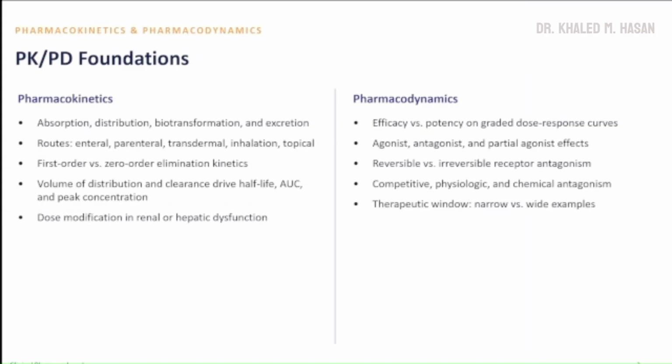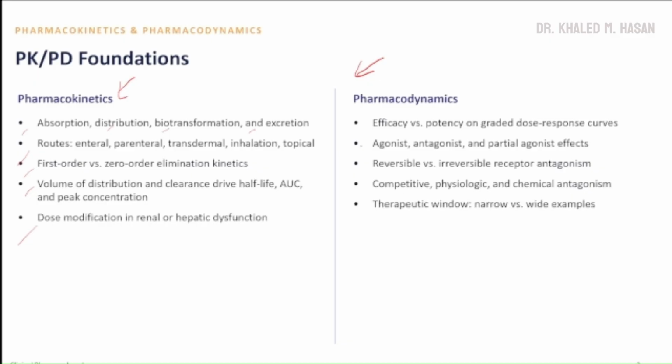The first section, or first unit, pharmacokinetic, pharmacodynamic. As you can see here, we have pharmacokinetic and then we have pharmacodynamic. In the pharmacokinetic, we are going to speak about absorption, distribution, biotransformation, excretion, route of administration, first order kinetic, zero order kinetic, volume of distribution, dosage modification, and renal dysfunction or hepatic dysfunction.